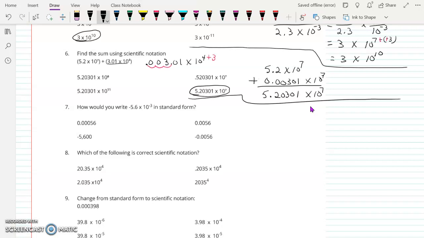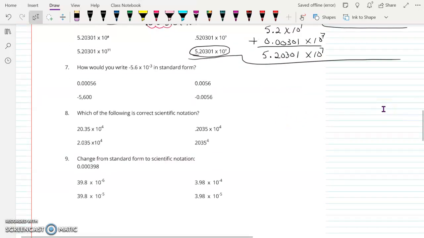Last thing you have to do when you get to the end here is check to see if they're in scientific notation. But most of the time, if you use the larger power, it will finish up being in scientific notation and you will not have to change it to scientific notation.